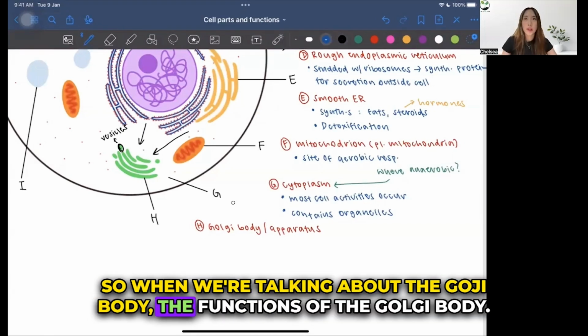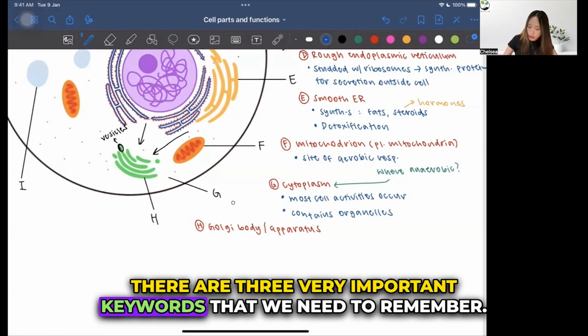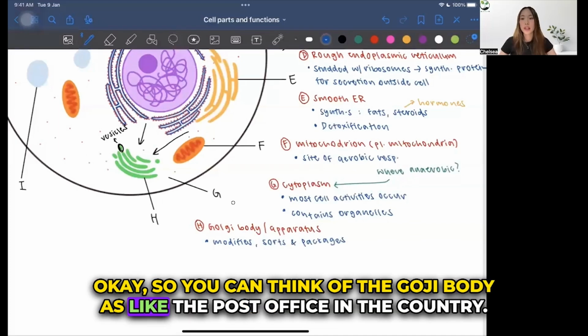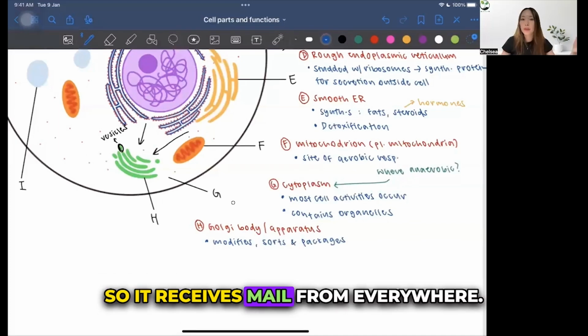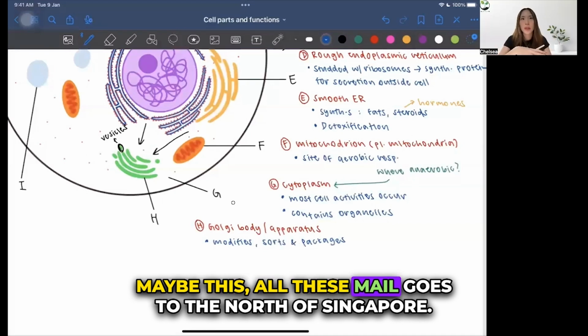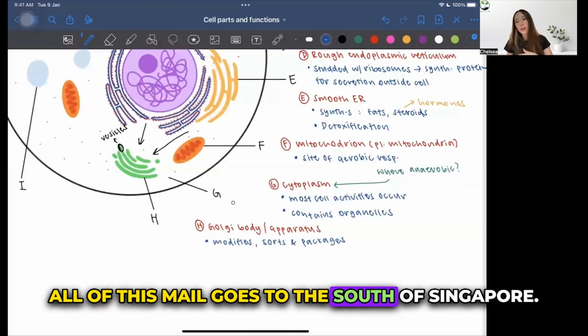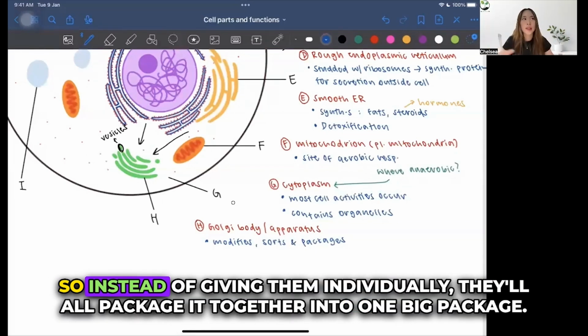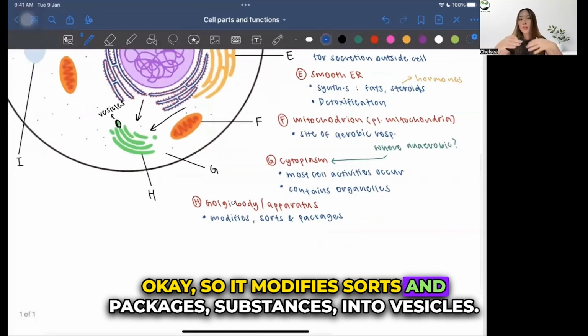When we're talking about the functions of the Golgi body, there are three very important keywords that we need to remember. These three keywords are modifies, sorts, and packages. You can think of the Golgi body as like the post office in the country. It receives mail from everywhere. When it reaches the post office, some of it you have to stamp, so you modify it, you have to sort it. Maybe all this mail goes to the north of Singapore, all of this mail goes to the south of Singapore. And they will also package it. For example, there's this household that orders a lot of stuff. Instead of giving them individually, they'll package it all together into one big package. So it modifies, sorts, and packages substances into vesicles.